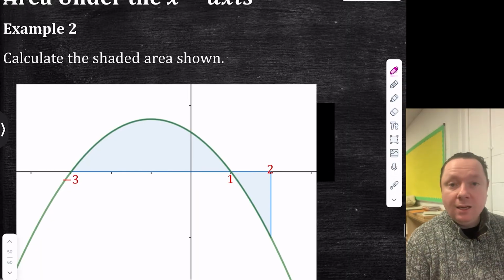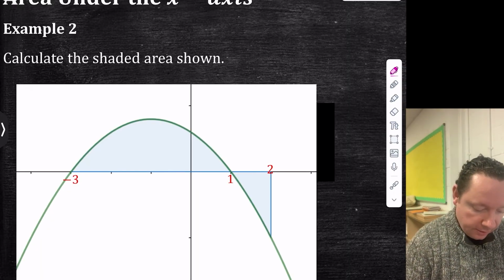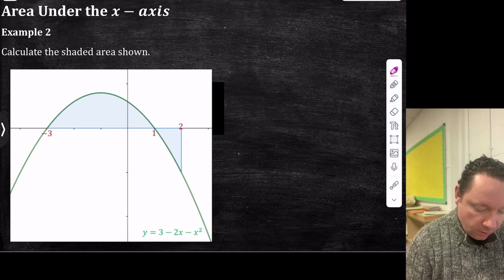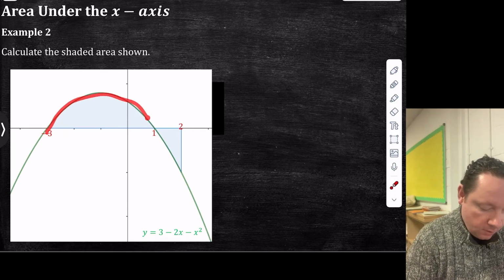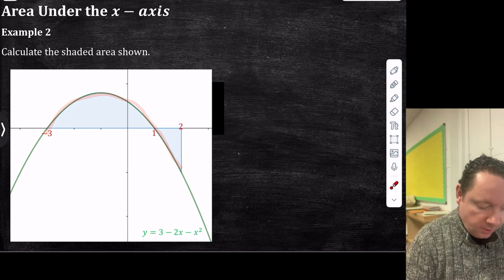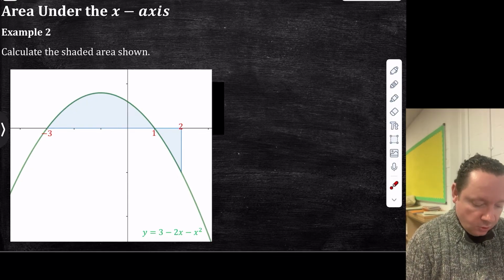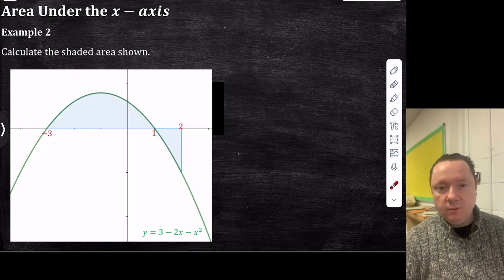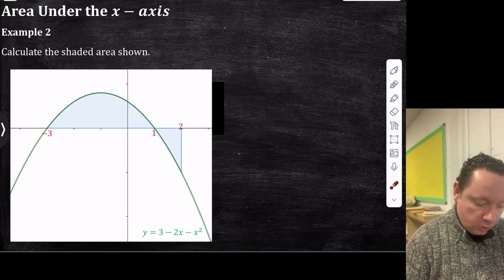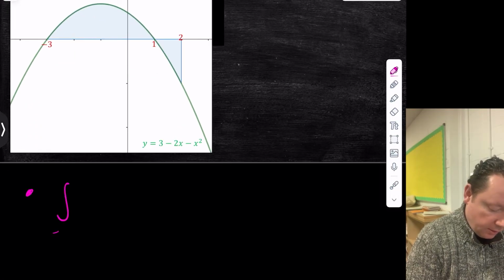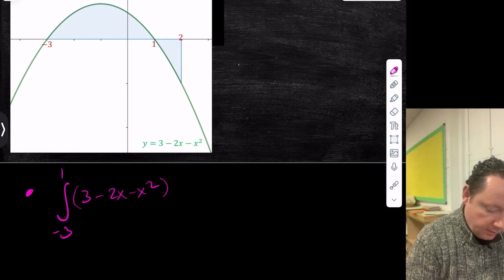And we're done there. Area under our x-axis, example 2, calculate the shaded area below, and it's y equals 3 minus 2x minus x squared. Now notice with this one, there is a bit above and a bit below. So it's the integral between minus 3 and 1 of just the function, take away nothing, because it's the x-axis, and then between 1 and 2 of minus the function, or 0 minus the function. So just like before when it was two curves, we'll just do it in two separate bits. So we've got, for the first bit, the integral between minus 3 and 1 of just 3 minus 2x minus x squared, because that's above the x-axis, dx.